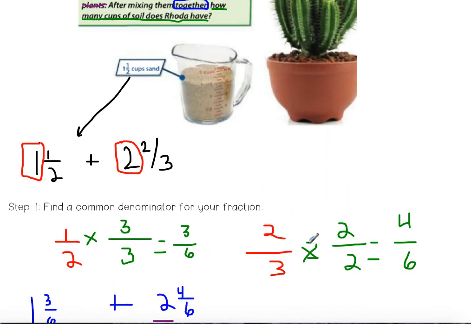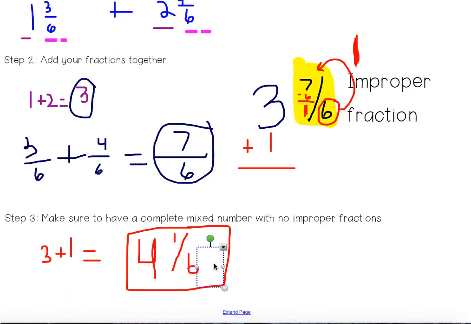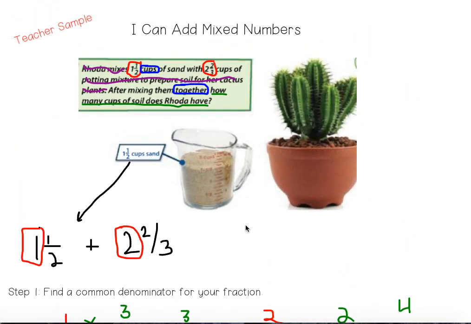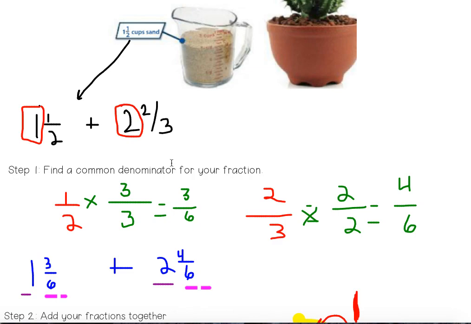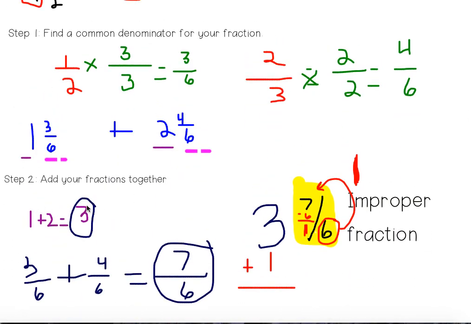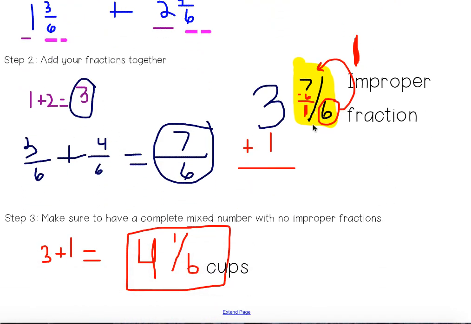4 1/6 cups of soil is what she will need. 4 1/6 cups. Okay? So like I said, it's a 3-step process. You find your common denominator first, add your fractions together, so your whole numbers, then your fractions. And then, if necessary, turn your improper fractions into a mixed number with no improper fraction.